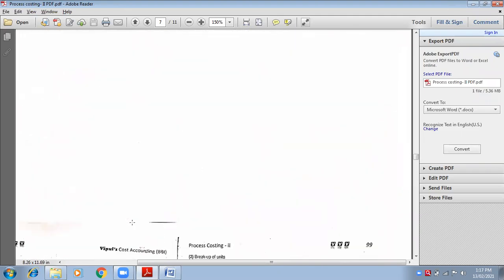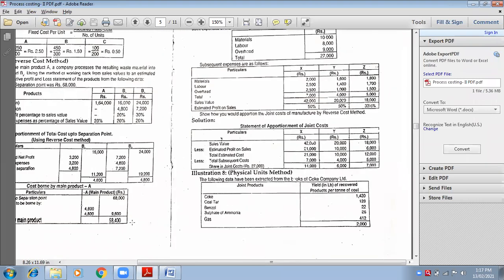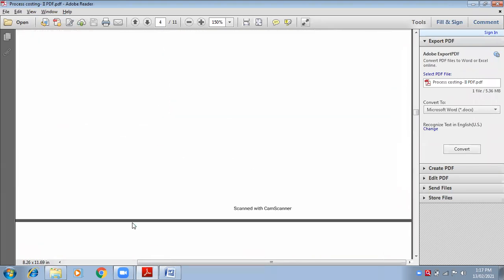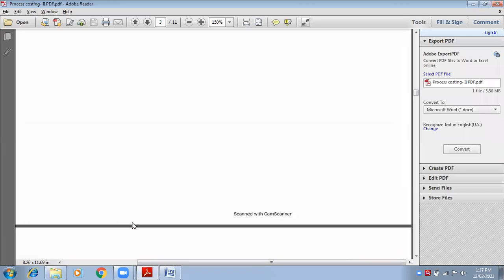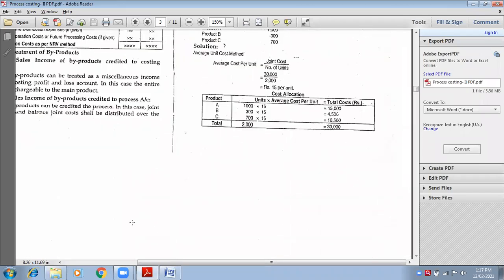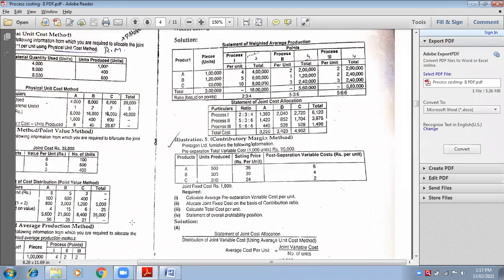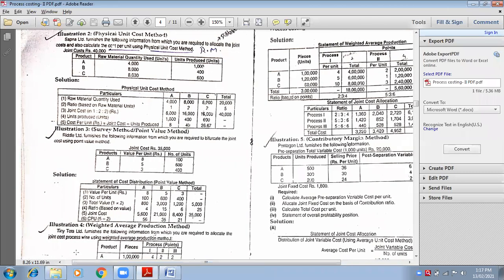Now we have the weighted average method. Very easy. Is this chapter easy for you now? Yes, ma'am. Once you understand the concept, the chapter becomes very easy. Now, let us quickly begin with the next question, which is the weighted average method.